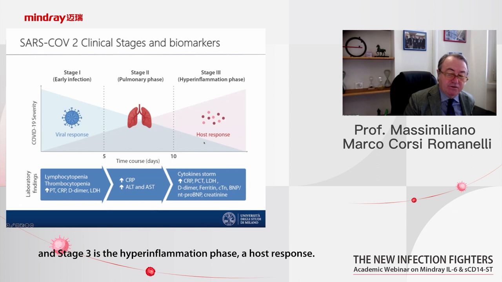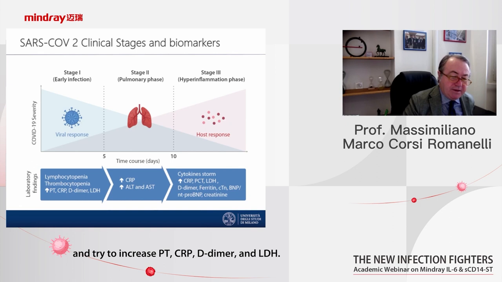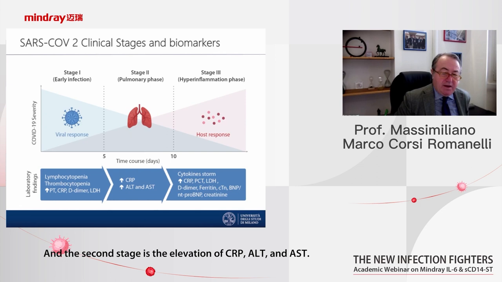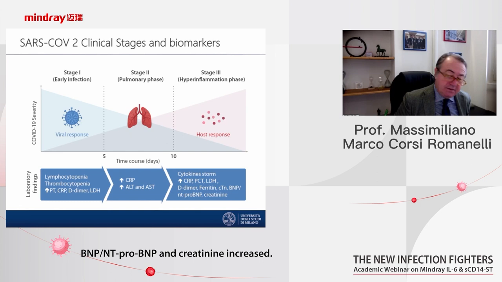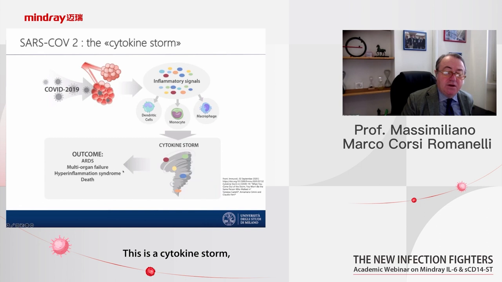In the first stage, we have lymphocytopenia and thrombocytopenia with a trend to increase of PT, CRP, D-dimer, LDH. The second stage is the elevation of CRP and transaminase, and also cytokine storm in stage three with PCT, LDH, CRP, D-dimer, ferritin, troponin, BNP and NT-proBNP, and creatinine. And this is the cytokine storm, you know, with the outcome of multi-organ failure and death of the patient.